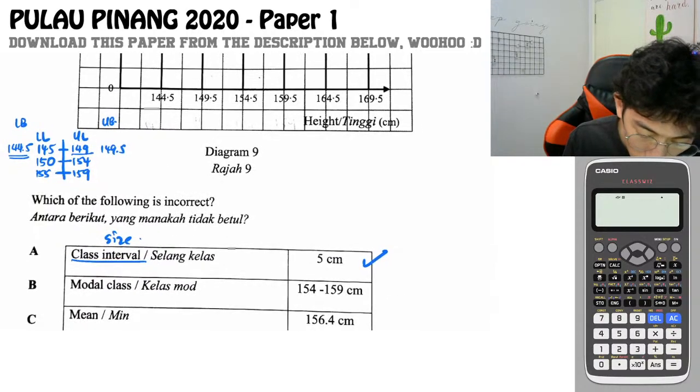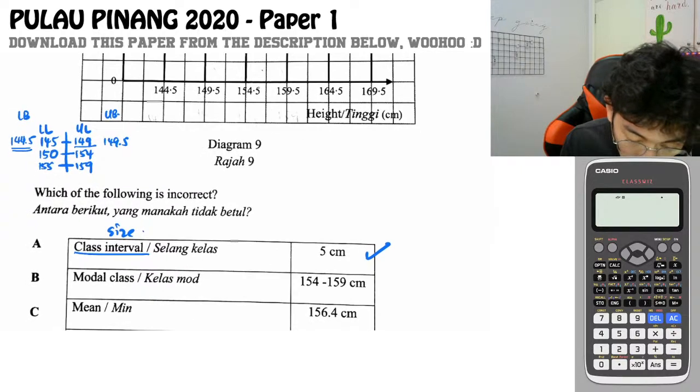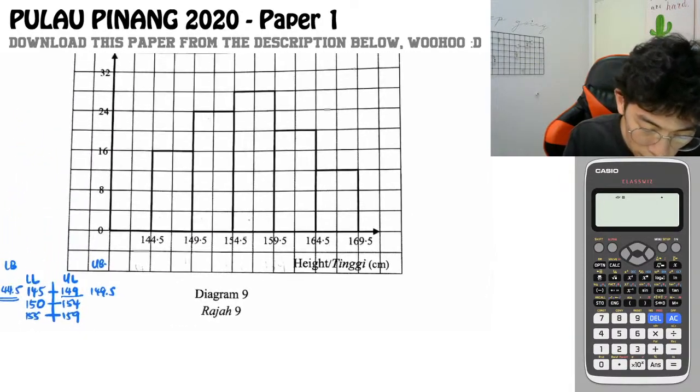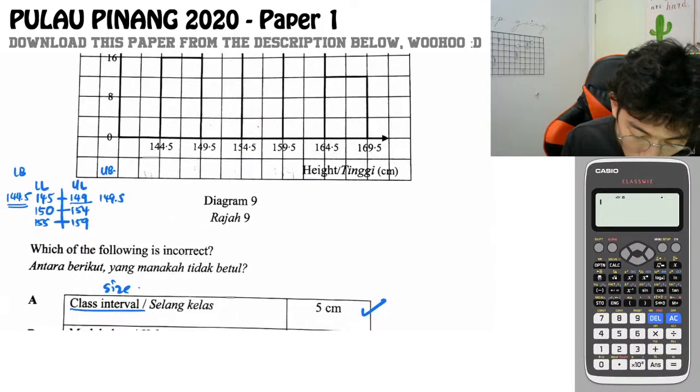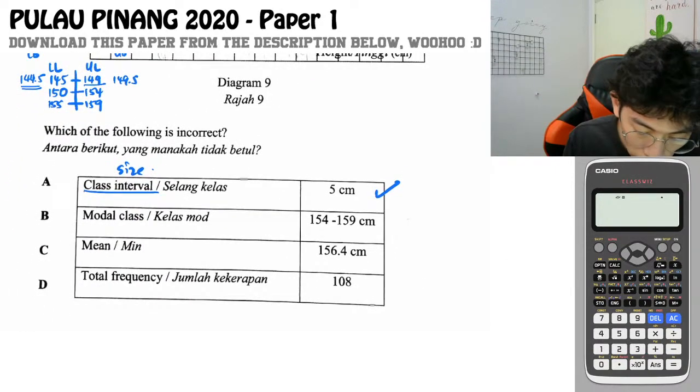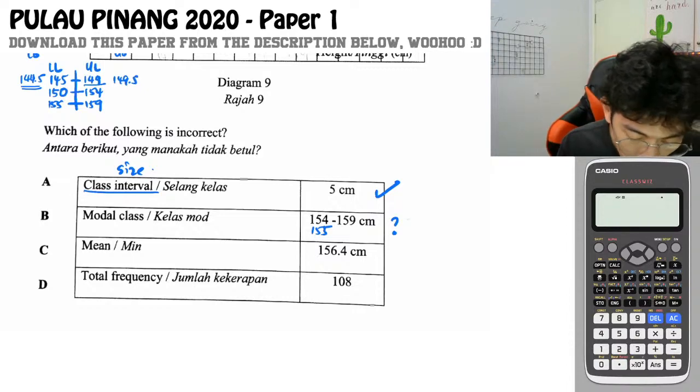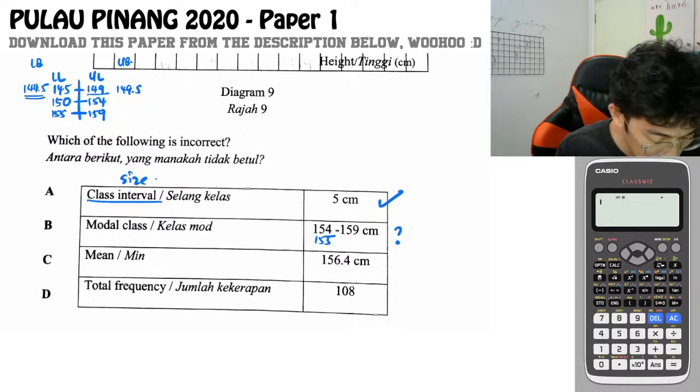Is the modal class 154 to 159? Let me see. Basically these are the highest, so suppose you have to select this one. But let me put a question mark here because it's supposed to be 155. Let me check the answer as well. And then the mean. I check the answer first because it's funny. The mean is supposed to be 156.4.